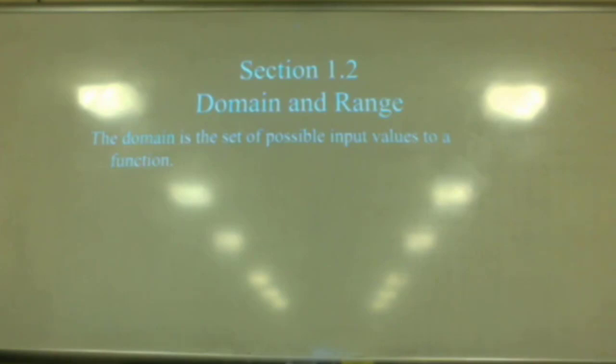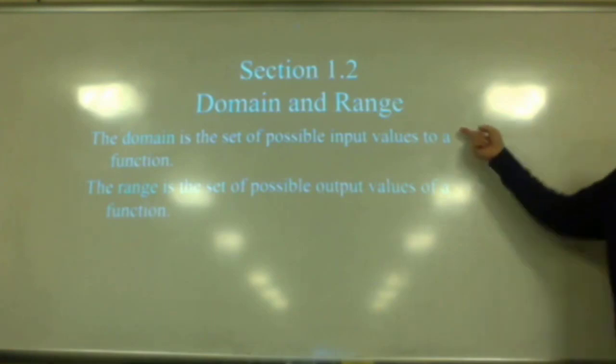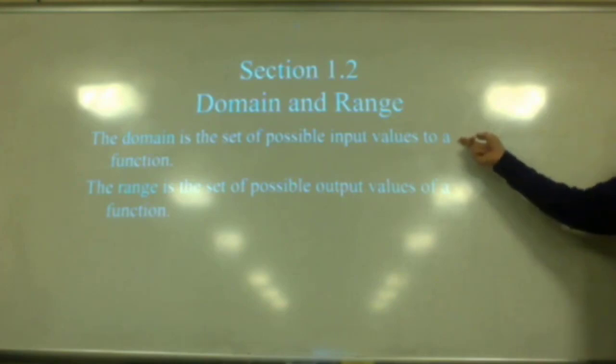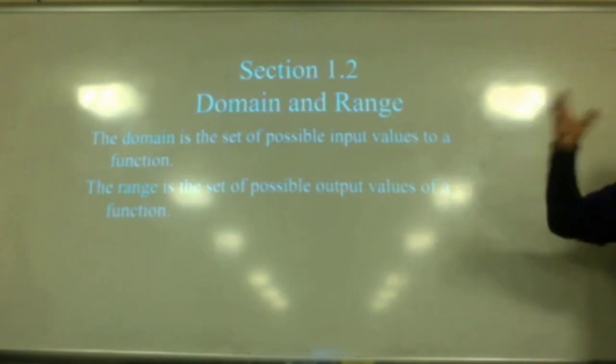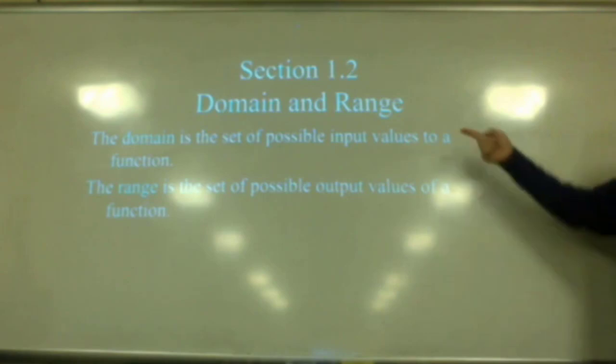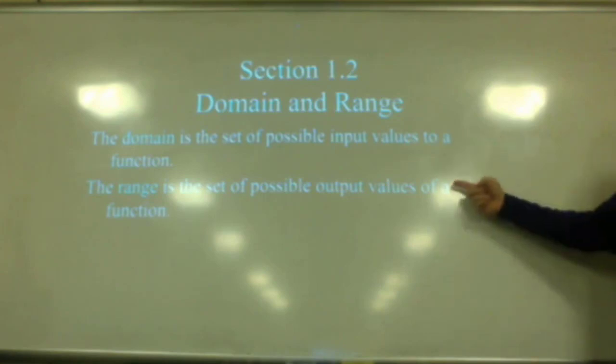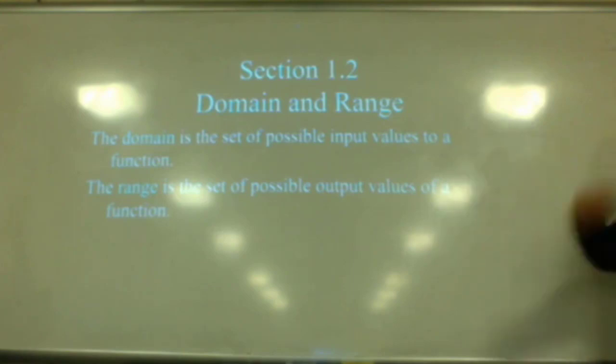And as you may guess, the range then is going to be the set of all the possible output values of the function. So input values, remember, are typically the x's, not always, but it depends on what letters they're using. But when we're talking about graphs, usually these are the x's, and then these are the y values. Okay, so that's domain and range.